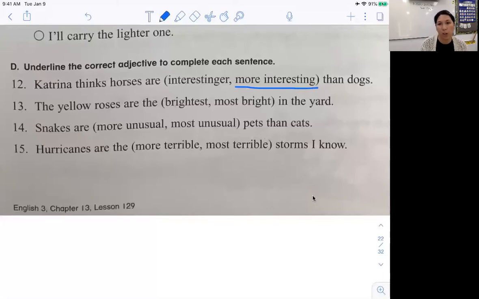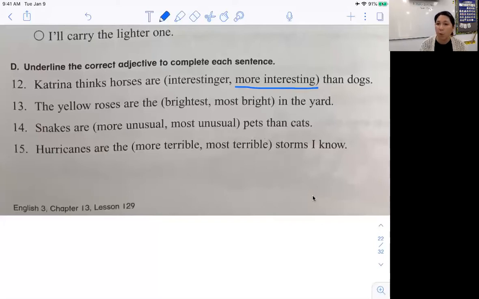Okay, now you're going to try the rest on your own. Number 13. The yellow roses are the brightest in the yard. The yellow roses are the most bright in the yard. You go ahead and underline the one you think is correct. Number 14. Snakes are more unusual pets than cats, or snakes are most unusual pets than cats. All right, number 15. Hurricanes are the more terrible storms I know, or hurricanes are the most terrible storms I know.